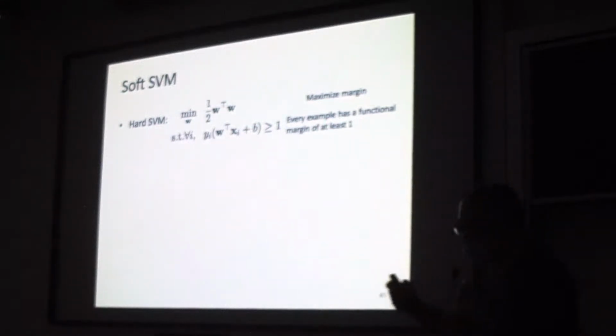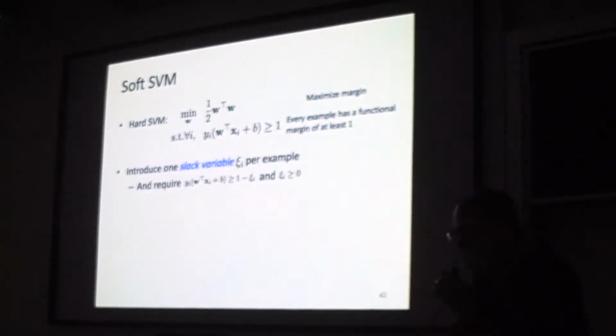Now, if we want some examples to break into the margin, we need to relax the constraint here. So how do we relax? We introduce a slack variable for each example. Say, for example i, we denote the slack variable by ξi. Now we modify the original hard constraint into two constraints. First, we want the function margin to be no less than 1 minus ξi. And in addition, we want this ξi to be non-negative.